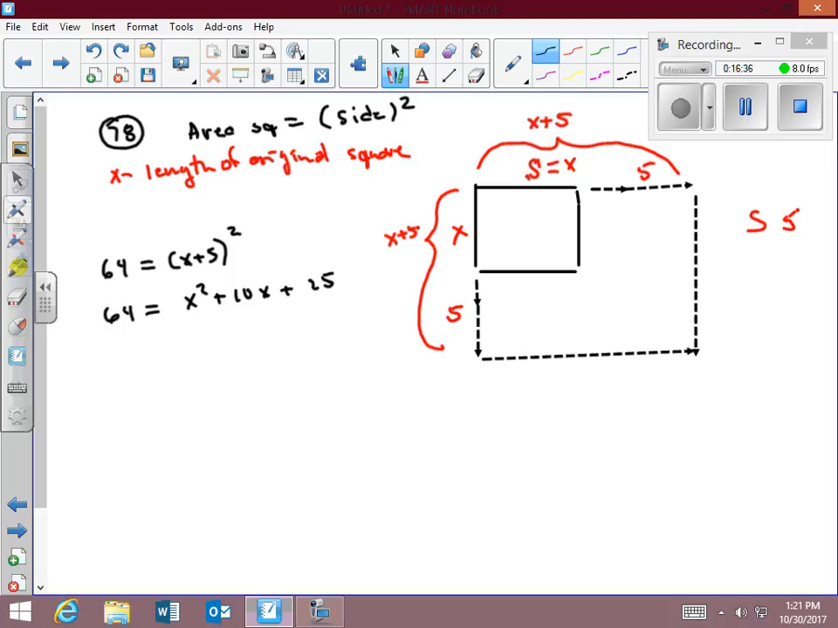Now we have to get 0 by itself on one side. And then when we take that away, what do we get? 29. Did I do that right? Minus. Minus 29, because I'm bringing this over as a negative 64 on this side and a negative 64 here.